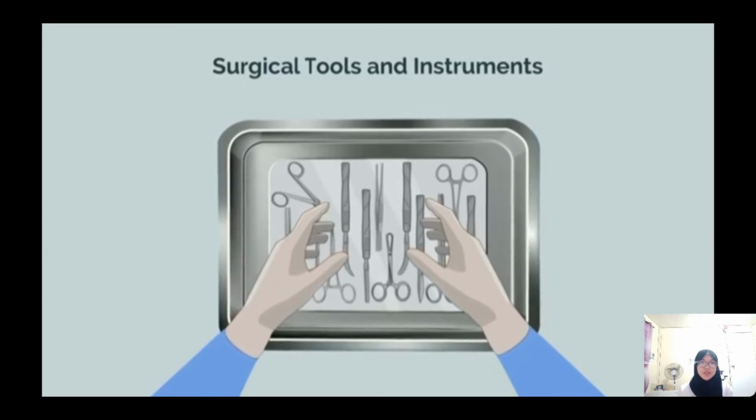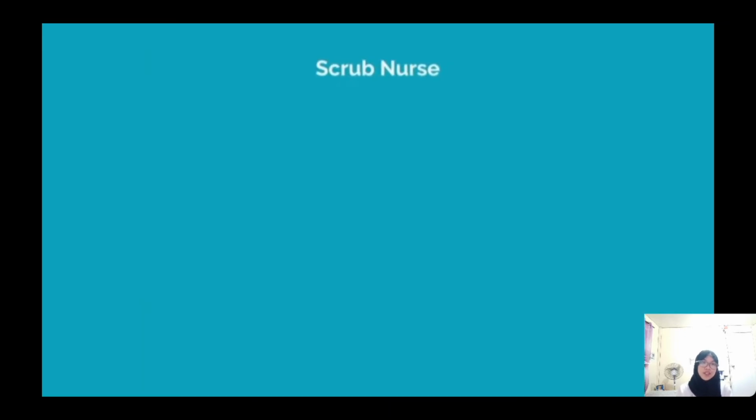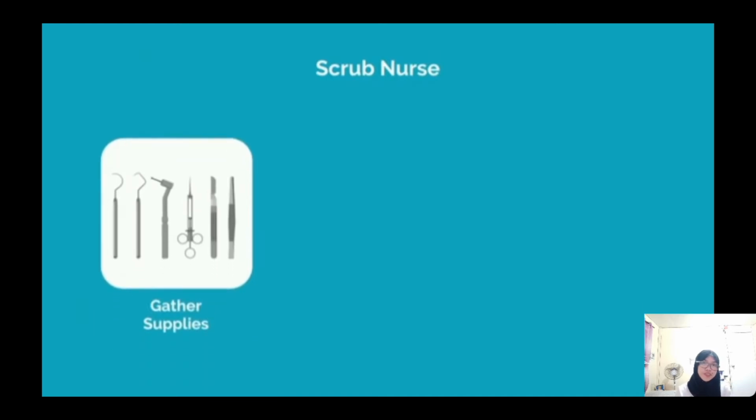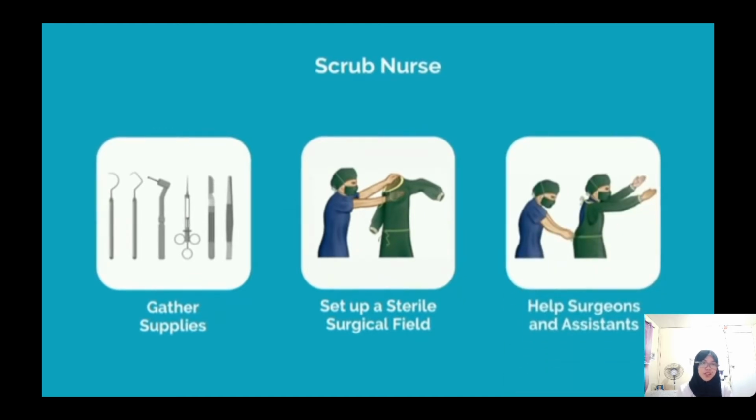Prior to the case beginning, the scrub nurse gathers the necessary supplies, including the set of surgical instruments needed for the particular type of procedure. They'll be the first one to scrub in and set up the sterile surgical field for others to join, helping the surgeon and assistant wear their sterile gown and gloves.